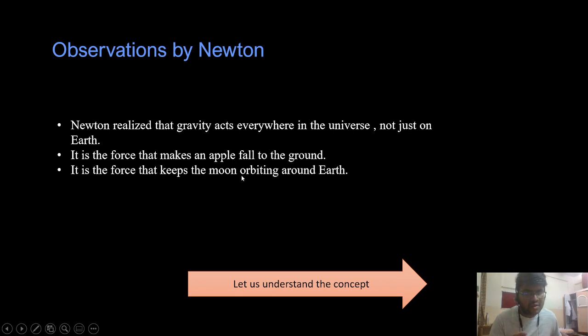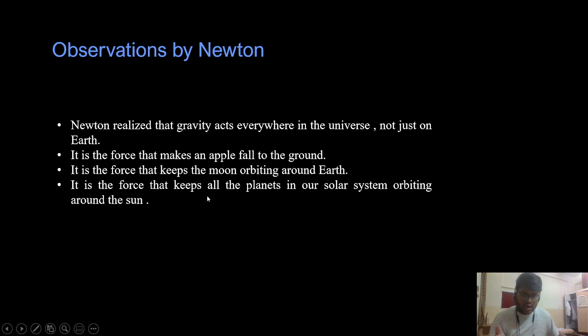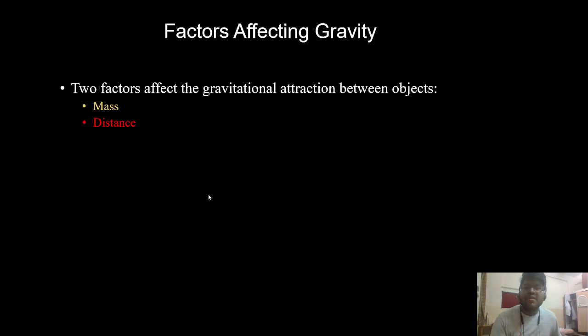We can see from our buildings or from our roofs that the moon is present, which is actually revolving around the earth, and which makes the day and night. What makes the moon revolve around the earth's orbit is this force, gravity, and it is the force that keeps all the planets in our solar system orbiting around the sun. Now let us see the factors which affect gravity. We have understood the term gravity, not fully, but we have some idea that it is a force, right?